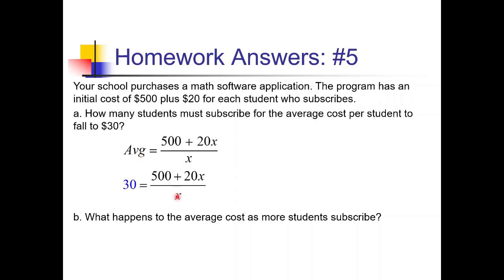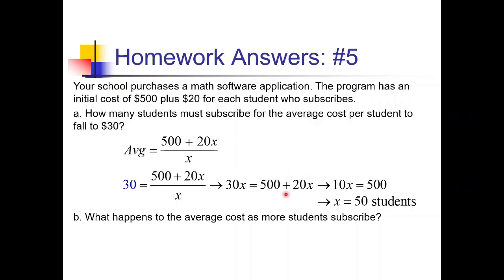To get this x out of the denominator, I'm just going to multiply both sides by x. So we have 30x equals 500 plus 20x. If I subtract 20x to the other side, that gives me 10x equals 500. And then dividing by 10, we see that x equals 50. So we need 50 students using this software in order to get the cost down to 30 per student on average.